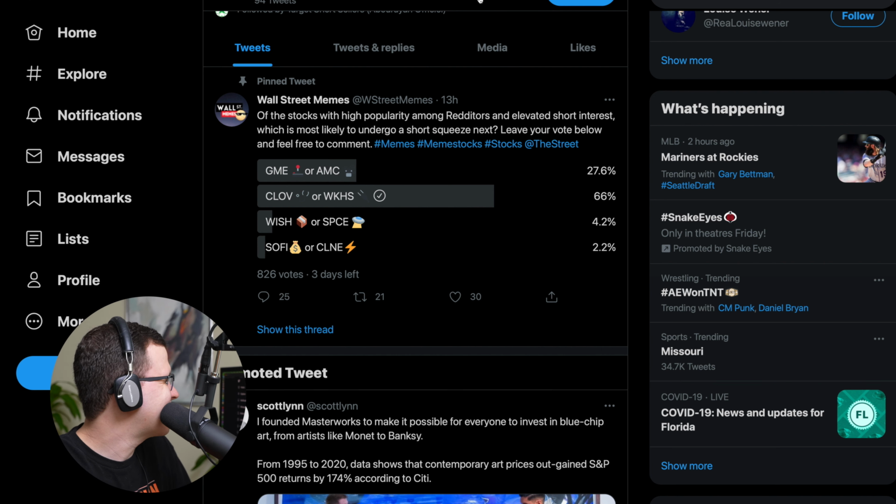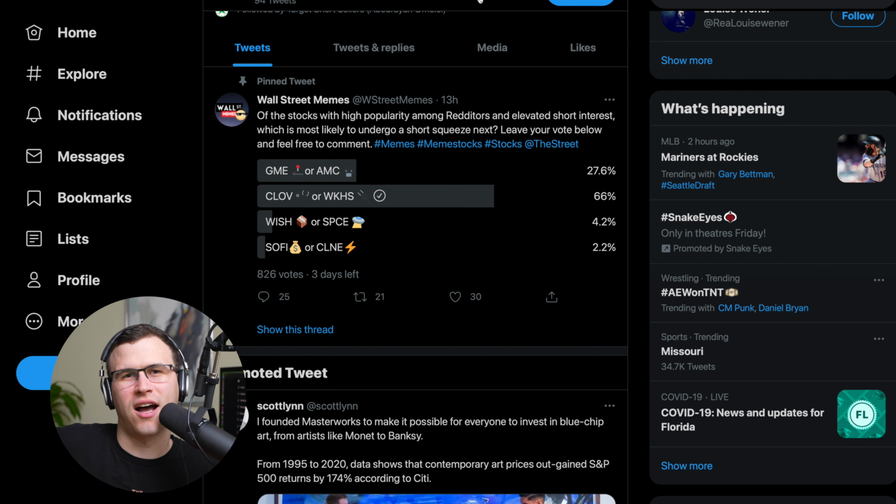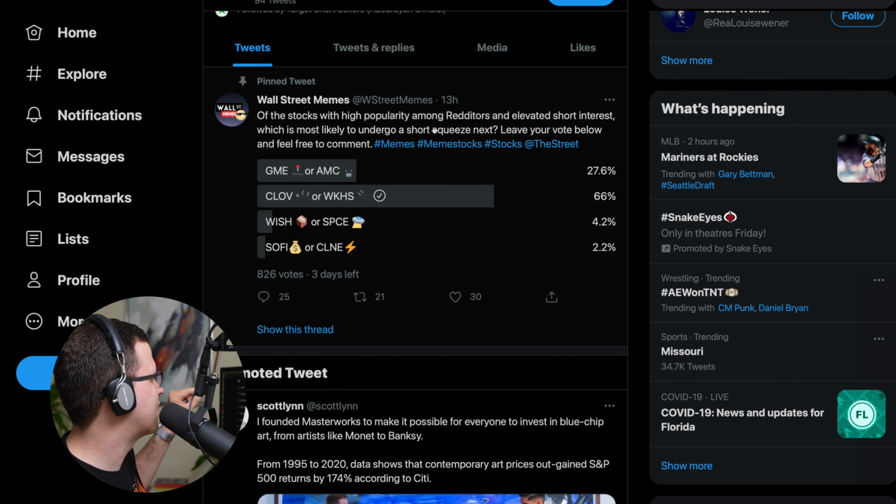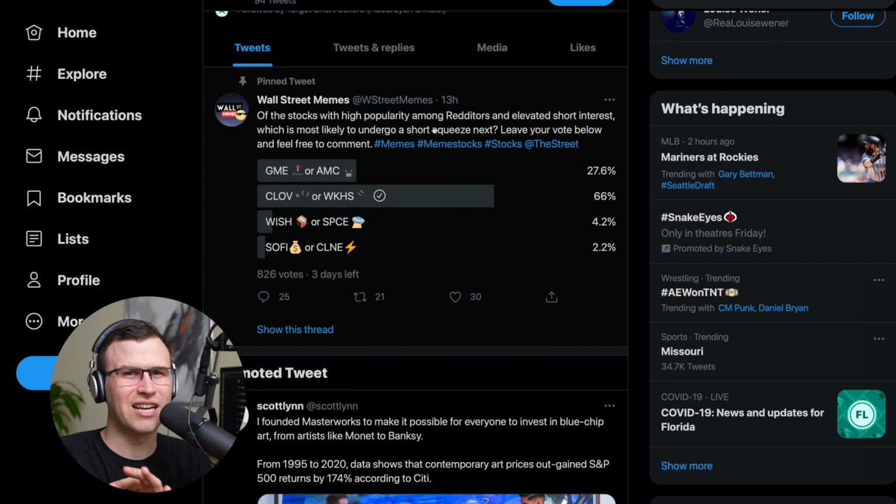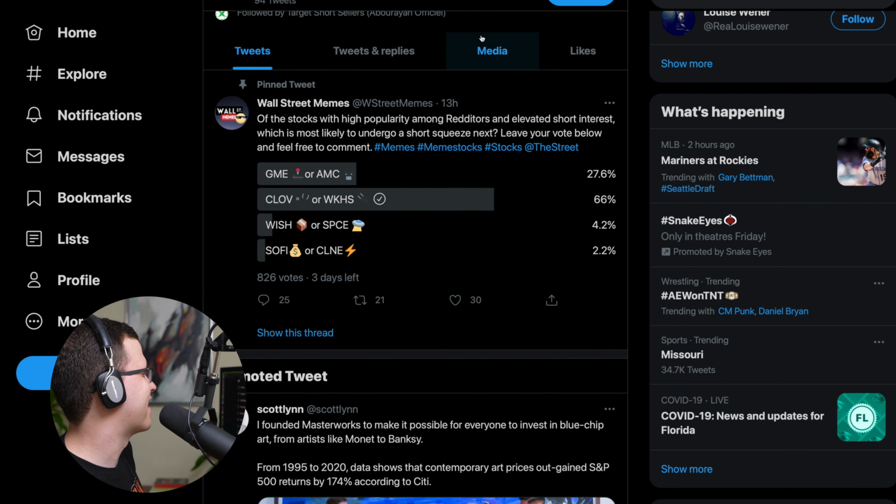And right now, 66% of people chose Clov or Workhorse as their option. That is great to see because we know that Clov has a ton of potential going for it, and especially the movements today. Great movements today.